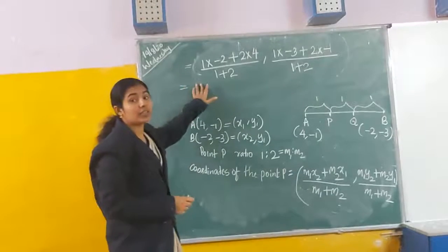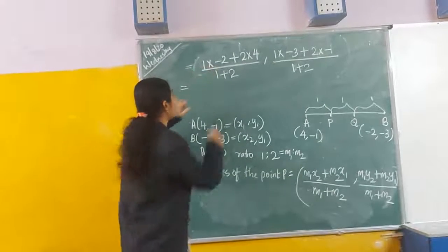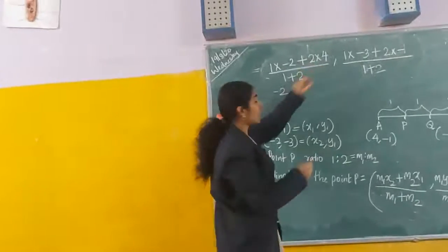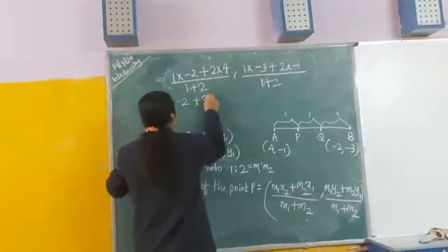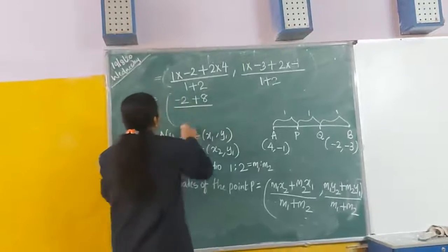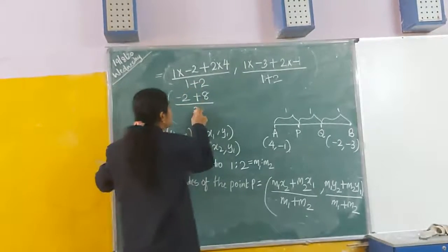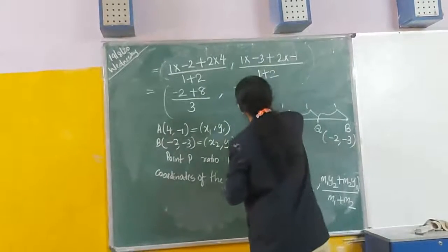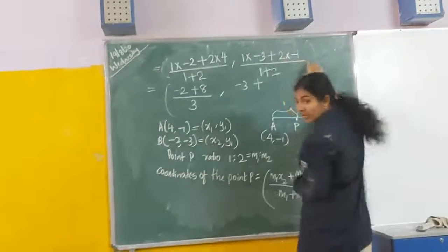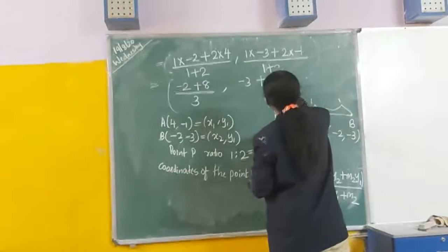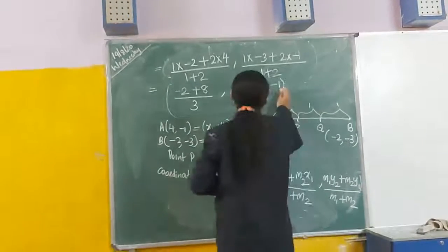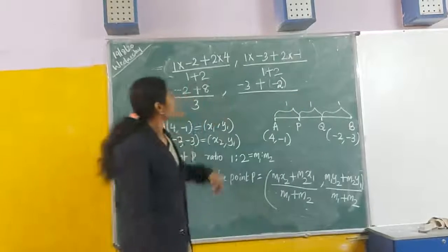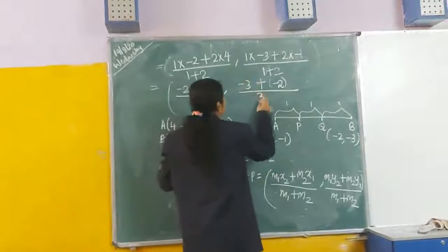When you simplify this one, what will you get? 1 into minus 2, that is minus 2, plus 2 fours are 8, divided by the denominator 1 plus 2, 3. And next, 1 into minus 3 is minus 3, plus 2 into minus 1 is minus 2, divided by 1 plus 2, that is 3.